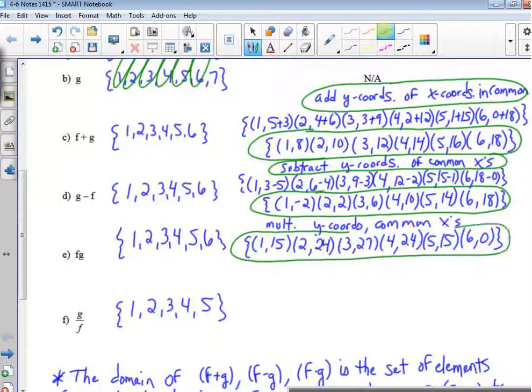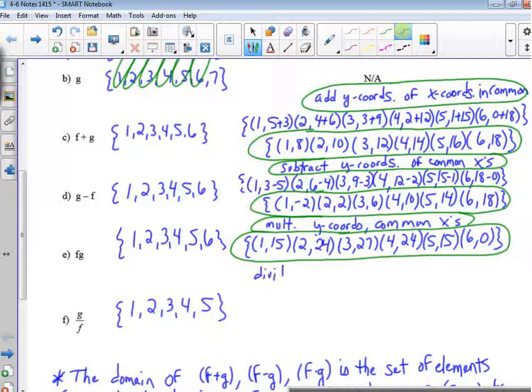So now you can see why with the division we can't include 6, hopefully, because we're going to end up getting a division by 0 here. We're going to end up getting a 0 in the bottom. So we can't include 6 in our domain.